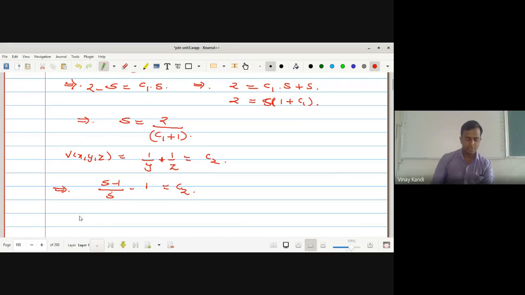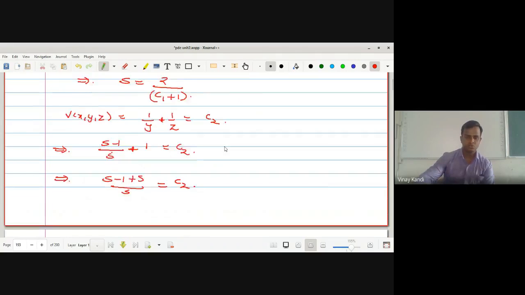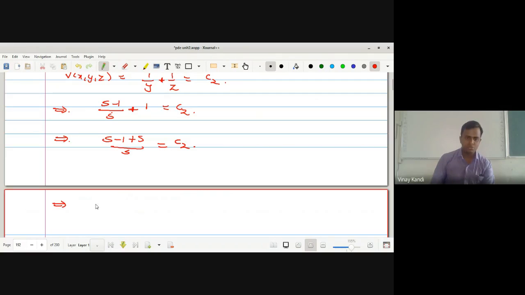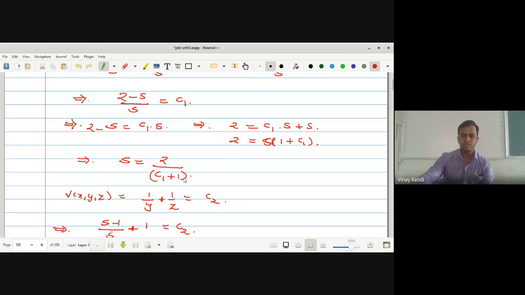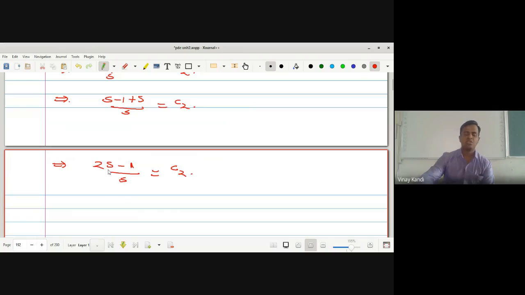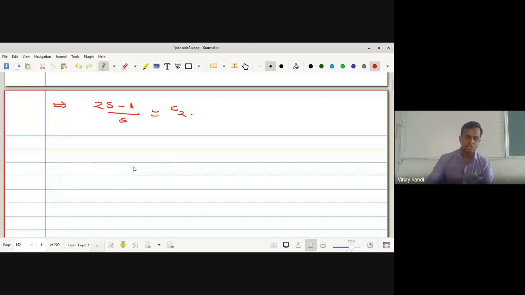Any doubt up to here? That implies (s minus 1 minus s plus 1 plus s) upon s is equal to c2. So that implies (2s minus 1) upon s, which is equal to c2. But what is the value of s? 2 upon (c1 plus 1). Now putting the value of s here, we get the relation between c1 and c2.